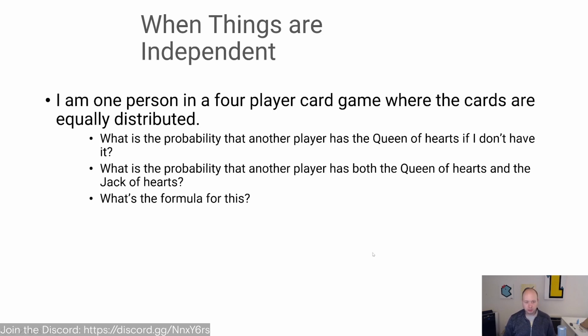What happens when things are independent, right? Say that I'm a person in a 4-player card game where the cards are equally distributed. What is the probability that another player has the Queen of Hearts if I don't have it, right? I'm not going to work through these examples. You can kind of play with this. A card game is a really nice example because, generally speaking, there's a set number of cards and a set number of players. While each player has incomplete information, the system has a set state. And that state can always be dictated, and so you can always sort of back into what is the probability of certain things happening given your information, meaning the cards that you have versus the rest of the system. So this is something I encourage you all to work through.